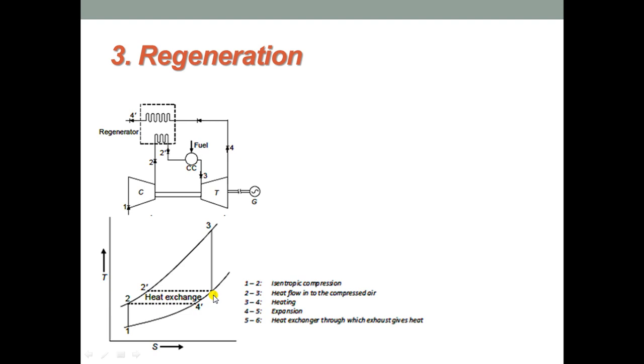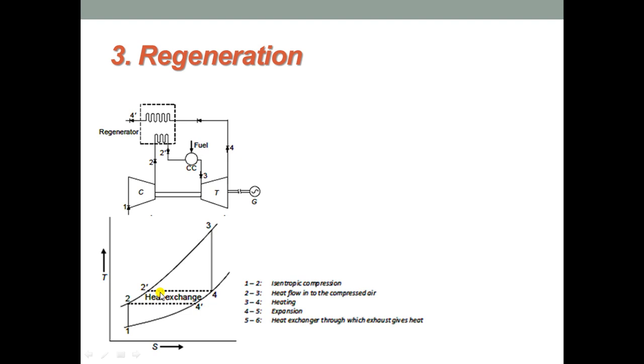The preheated air at condition 2 dash enters the combustion chamber, where it is heated to condition 3 before entering the turbine. The heat saved in the regeneration is depicted in the TS diagram. The heat transfer from the exhaust gases to the air is taken as H4 minus H2 dash, while the maximum heat transfer in the ideal case is equal to H3 minus H2 dash.